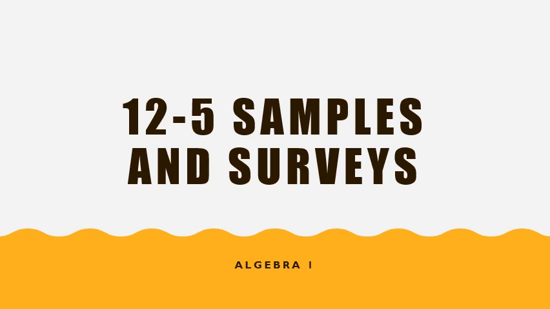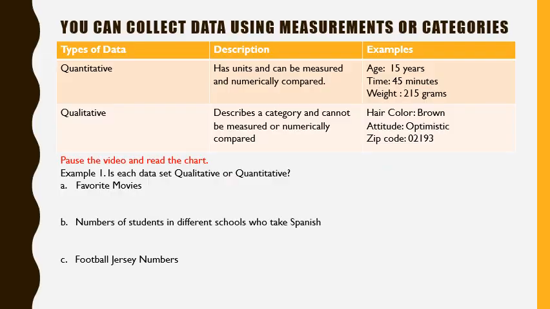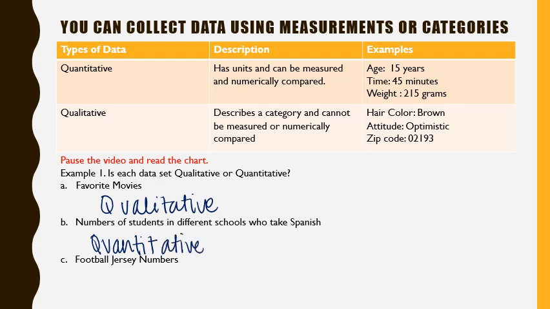Okay, so today we're going to cover 12.5, which is samples and surveys. Qualitative. Okay, then the next one is number of students in different schools who take Spanish. So that's going to be quantitative because you could actually measure which school, let's say, has the most or the least, or you could put them from greatest to least. Football jersey numbers. So that's actually going to be qualitative.